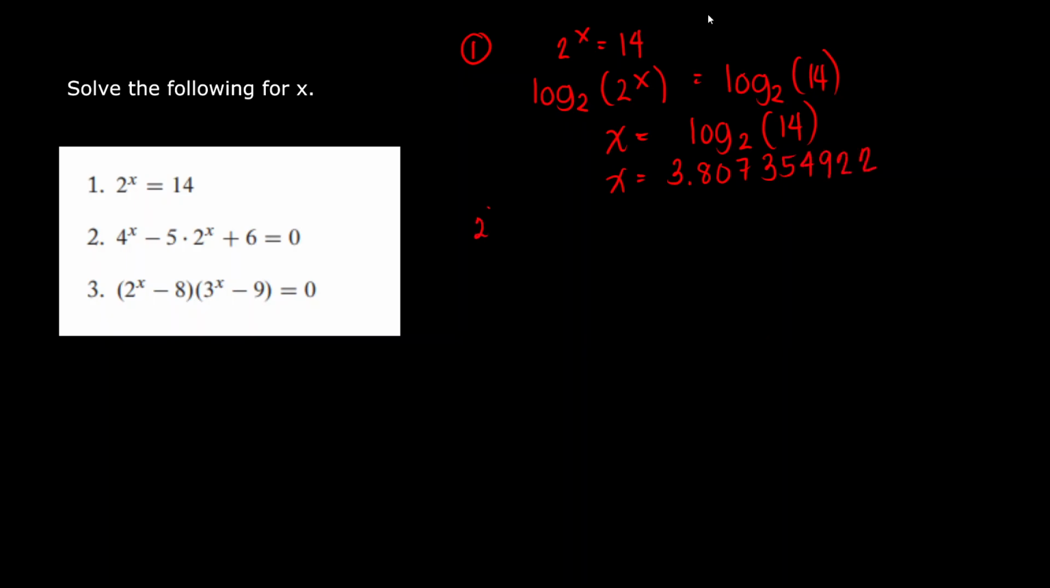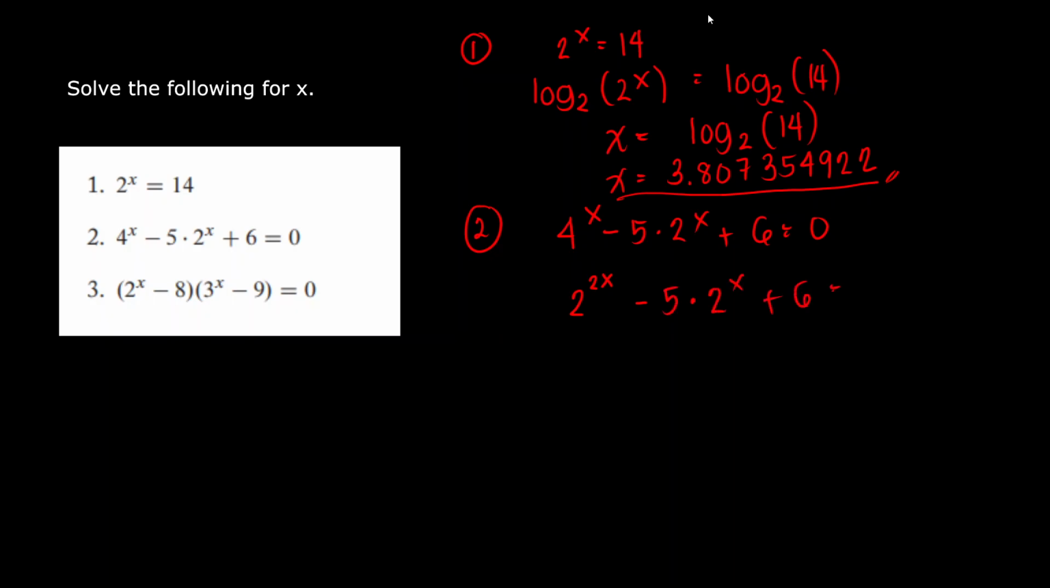3.807354922. Okay, that's the final answer for number 1. Number 2 is a bit tricky. We have 2^(2x) minus 5 times 2^x plus 6 is equal to 0. Hala, how do we do this, right? I said earlier, make sure there are the same bases. We can write 2^(2x) as (2^x) squared, so both terms have the same base. Then, minus 5 times 2^x plus 6 is equal to 0.